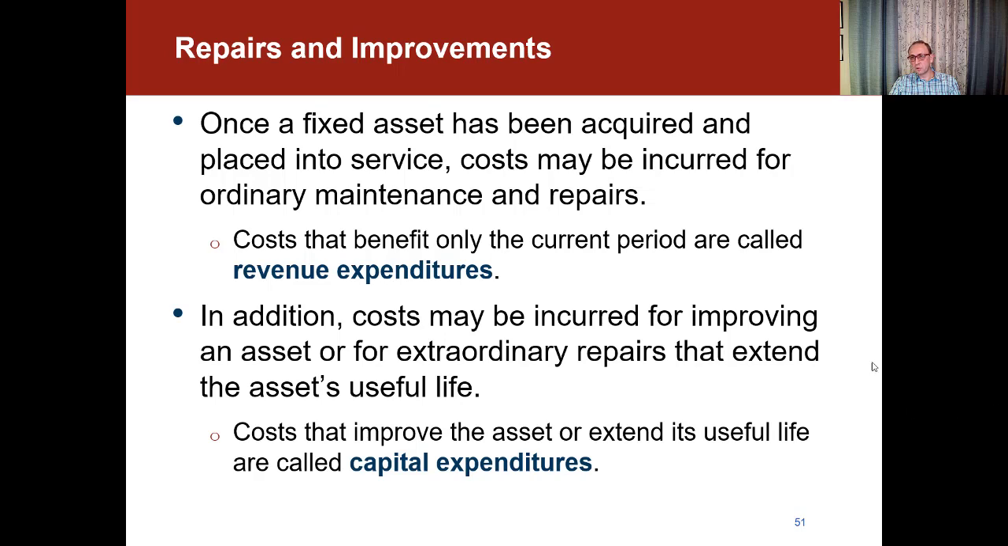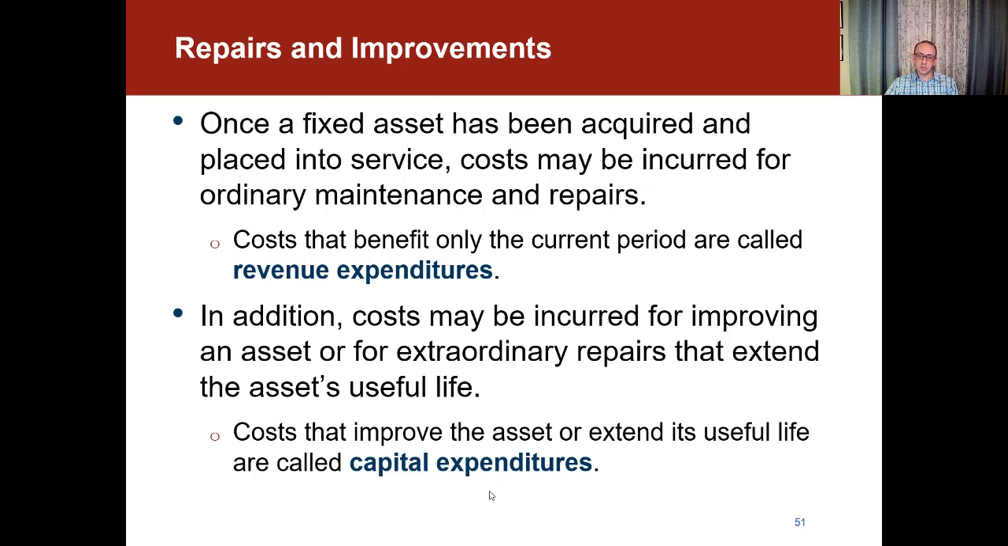So things like that are considered to be regular maintenance. Costs that benefit only the current period, we call them revenue expenditure. So these kinds of oil changes are considered to be revenue expenditure. In addition, costs may be incurred for improving an asset or for extraordinary repairs that extend the asset's useful life. So let's say I have a car and I decided to install a navigation system in the car. That's something that's going to improve my car. So this is considered to be a capital expenditure.